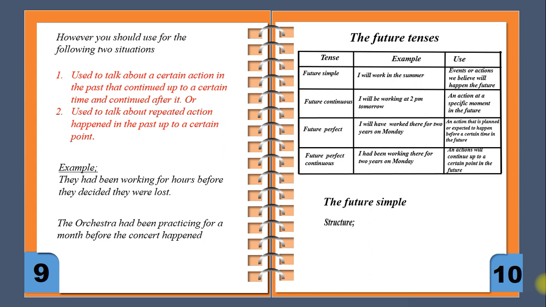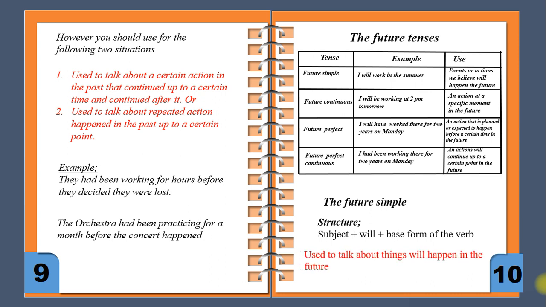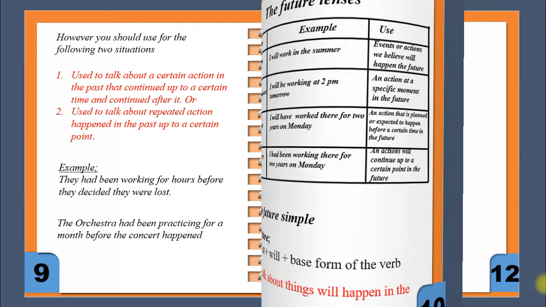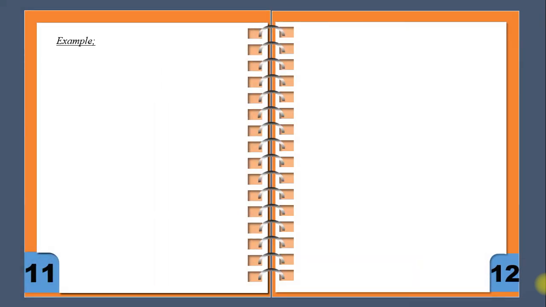The future simple. Structure: subject plus will plus base form of the verb, or simply V1. It's used to talk about things that will happen in the future. For example, I think it will rain tomorrow. I am sure you will love this book.